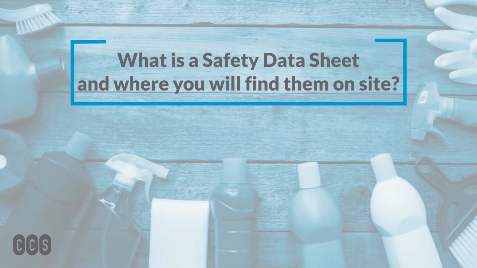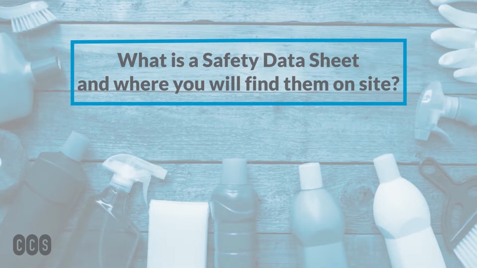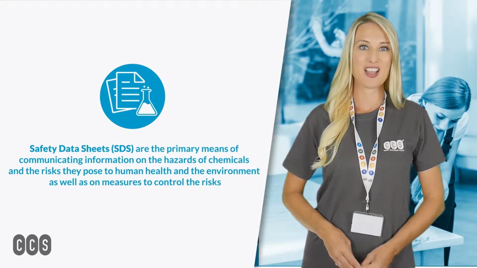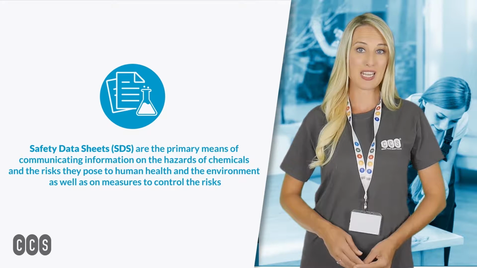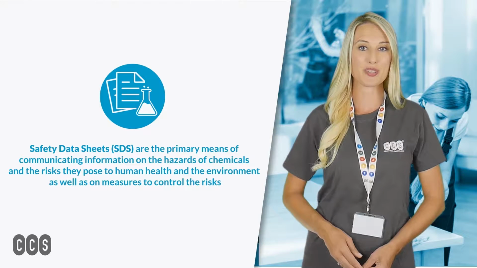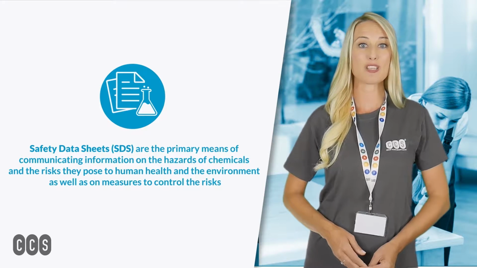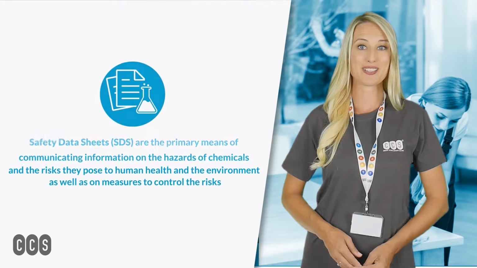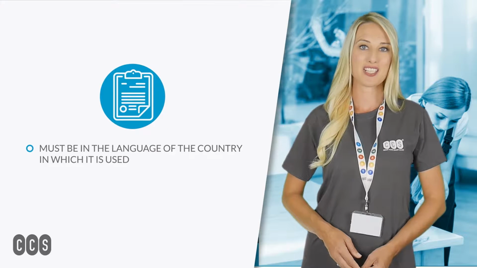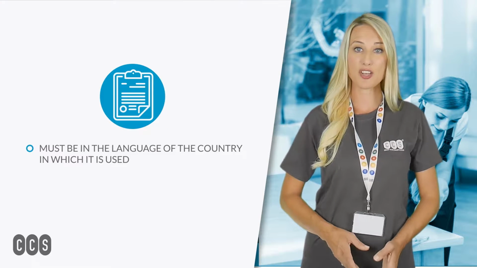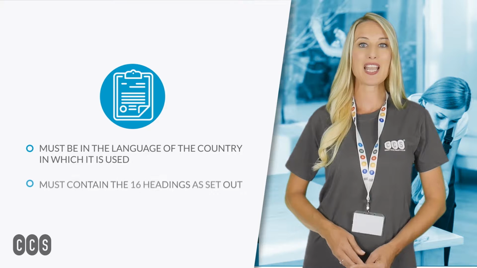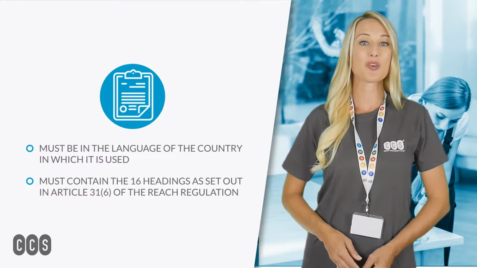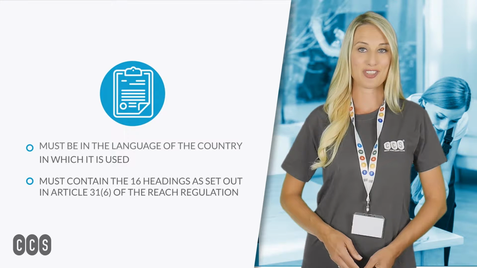What is a safety data sheet and where will you find them on site? Safety data sheets, SDS, are the primary means of communicating information on the hazards of chemicals and the risks they pose to human health and the environment, as well as on measures to control the risks. All safety data sheets must be in the language of the country in which it is used and must contain the 16 headings as set out in Article 31.6 of the REACH regulation.